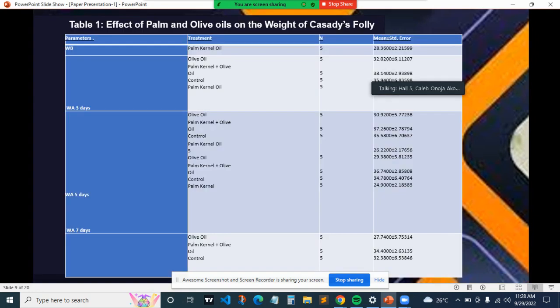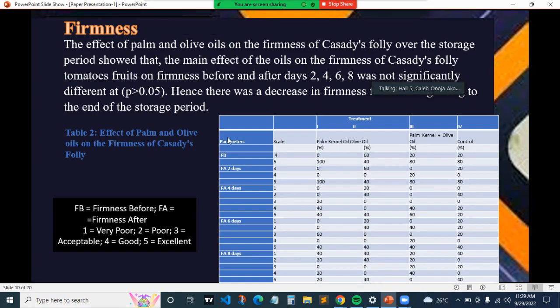Yes, so this is the table showing the weight loss of the tomato. You could discover that as the storage period increases, the tomato progressively lost weight, and the oil could not preserve the tomato. For firmness, we also discovered that the firmness of the tomato decreased as the storage period increases. This simply means that the oil still could not have an effect on the firmness of the tomato.